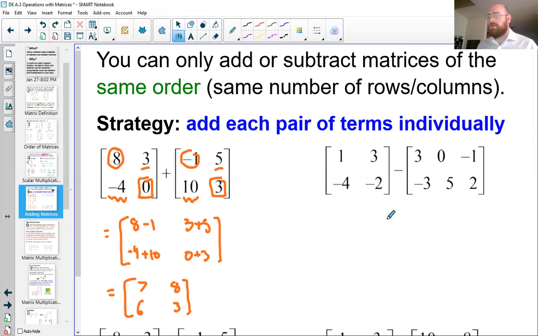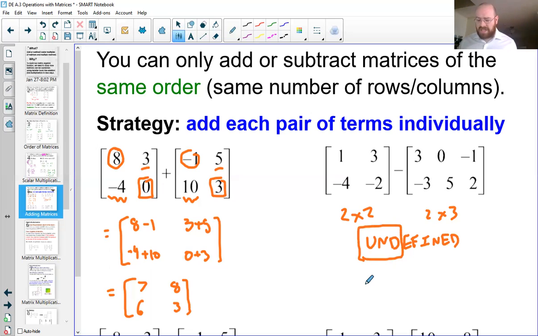Likewise, we could subtract position by position, except these are different sizes. We have a 2 by 2, and we're subtracting a 2 by 3. And so the answer is undefined. And since mathematicians like efficiency, we often abbreviate undefined as UND because we tend to assume that other mathematicians looking at our work will also understand that when we write UND, we mean undefined.